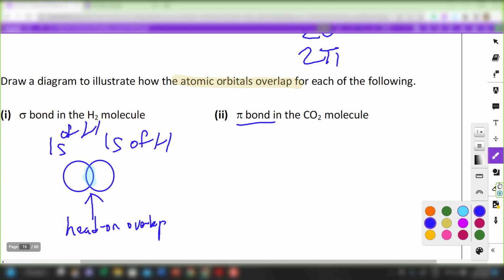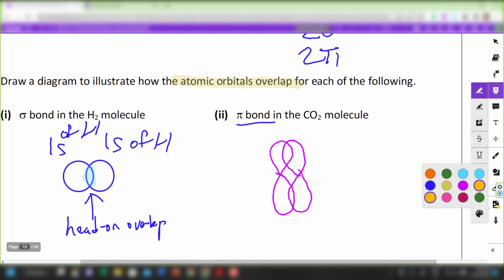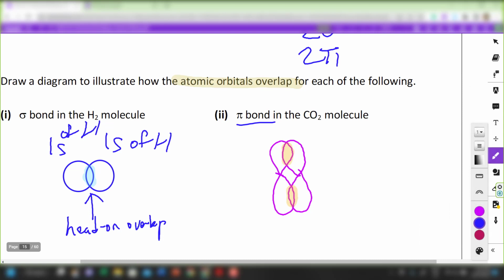For CO2, the simplest example I'm going to use is to illustrate it like this. The p orbital, and then overlap side-on with another p orbital like this. Over here I'm just going to shade this portion, and highlight that this portion is what we call the side-on overlap. This side-on overlap leads to the formation of the pi bond.